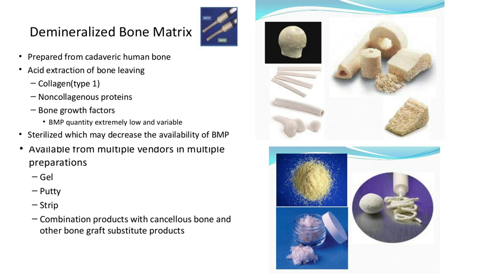It is prepared from cadaveric human bone. Acid extraction of the bone leaves the collagen, non-collagenous protein, and bone growth factors. Now, after gamma radiation sterilization, the bone morphogenetic protein again decreases. It is available in gel form, putty form, or strip form.